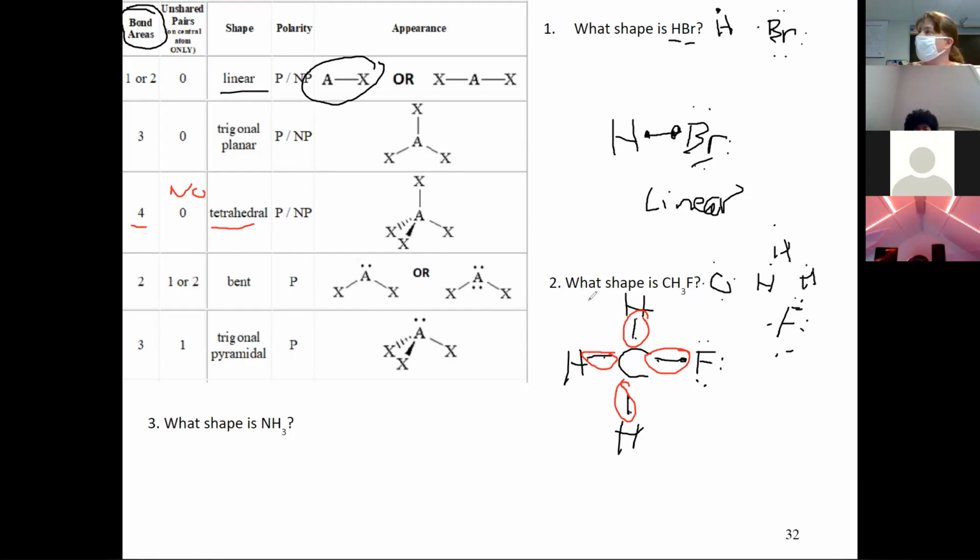Notice I'm not looking at any of these outside atoms to see what's around them. All that matters is what's touching that central atom. Okay, we already did NH3, so we're going to skip that.